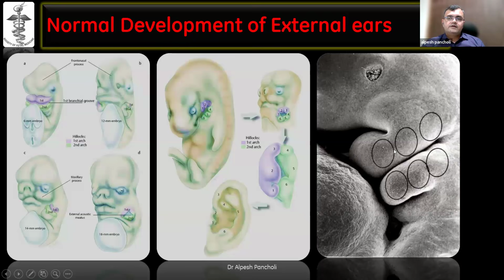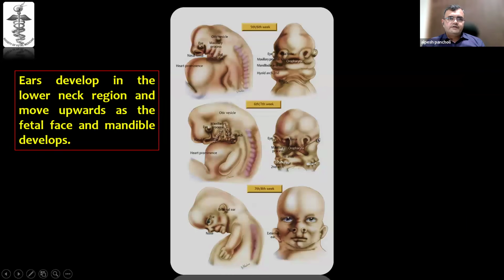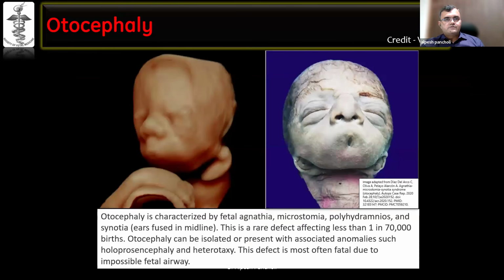To note that the ears develop in the neck region. This is the heart prominence. So the ear develops in the lower neck region, and with the development of the face, especially the mandible, it moves upwards. So as we know, with the poor development of the mandible, say in micrognathia, it is usually associated with low set ears. So this is a case of otocephaly I have taken from ViSAG.